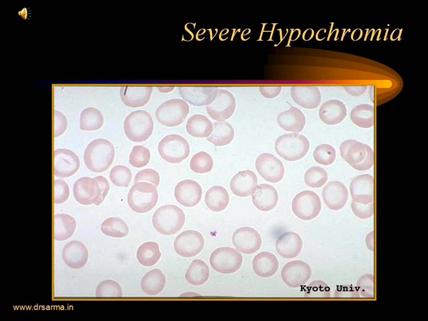This slide shows typically severe hypochromic anemia. Normally, only 1/3 of the central part of the RBC is pale. The remaining 2/3 is pink. In this particular case, except for a thin rim of hemoglobin in the RBC, the rest of the RBC are empty. They are totally hypochromic in their appearance. One of the commonest causes of hypochromic anemia is iron deficiency.